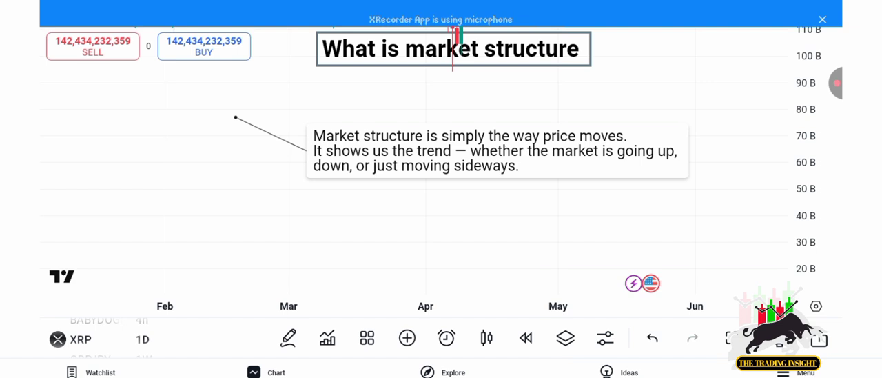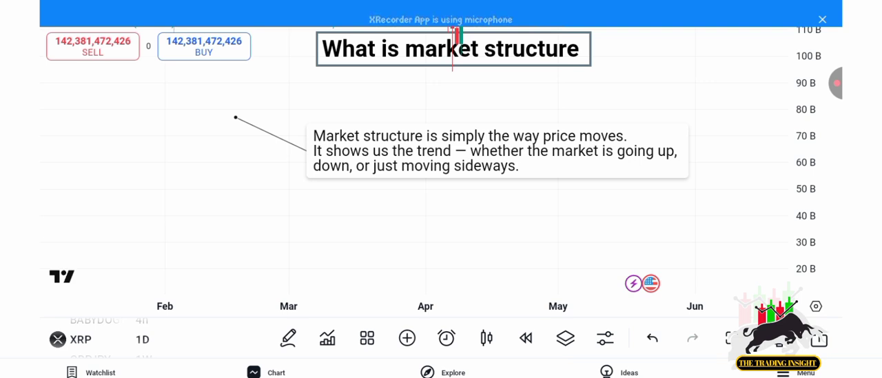Okay, let's dive right into the lesson of today: market structure. So what is market structure? Market structure is simply the way price moves. It shows us the trend, whether the market is going up, down, or just moving sideways.